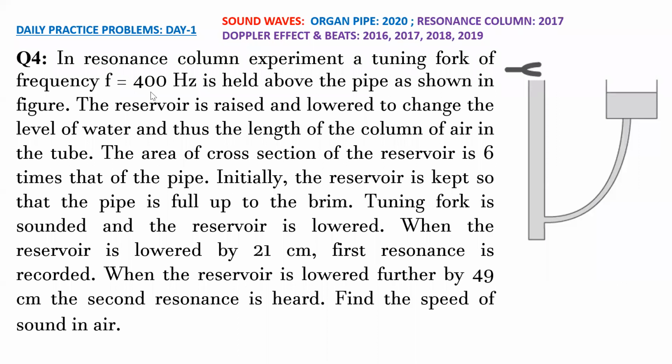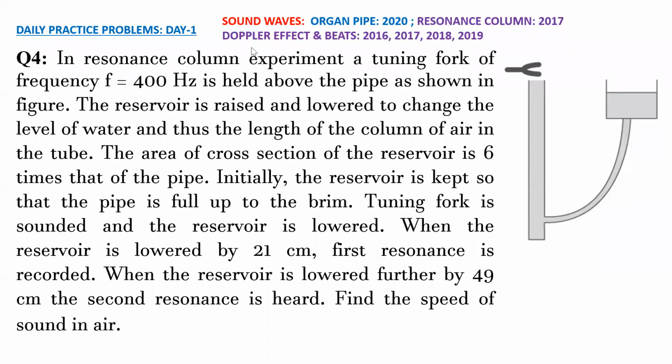Our next question is on sound waves. As you can see, many questions are given in this chapter in the last 5 years of advanced papers, mainly Doppler effect and beats. Doppler effect and beats is a very important topic. Resonance column, the question was given only once, and organ pipe also once. So we will be solving a critical question on resonance column today. Please read through this question and try to solve it on your own, and then I will solve it.